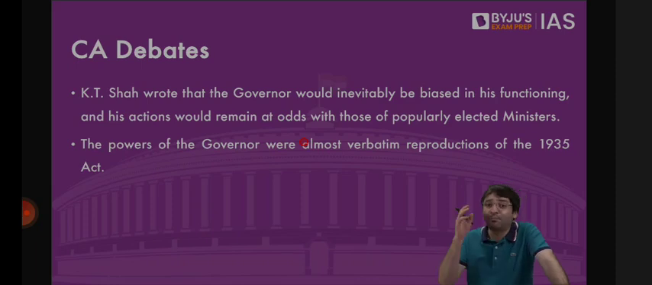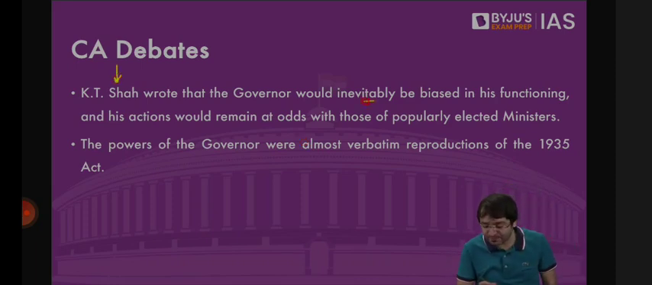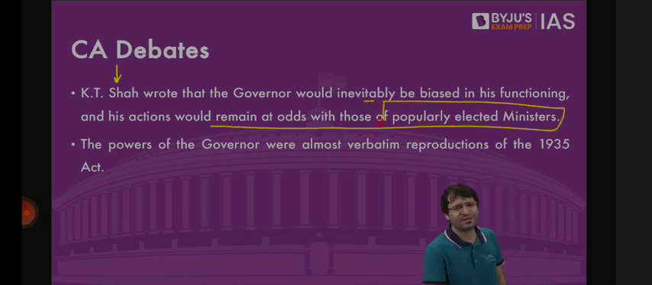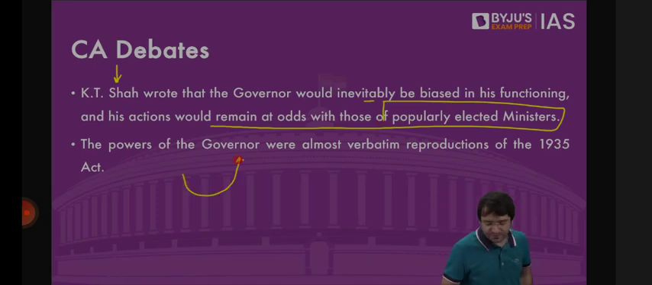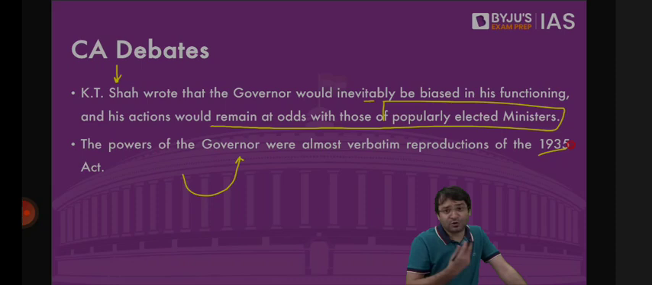Abolish this office. K.T. Shah, one member of the Constituent Assembly, said the governor would be inevitably biased in his functioning and his actions would remain at odds with those popularly elected ministers. How prescient. How prophetic. That's exactly what's happening. Powers of the governor that we see in today's constitution are almost similar to the powers of the governor in the 1935 Act. There were some members of the Constituent Assembly who pleaded, begged before the Constituent Assembly, don't have this office of governor because it's going to be at odds with the democratically elected chief minister and the ministers. Abolish this office. But Constituent Assembly ultimately settled for this office.